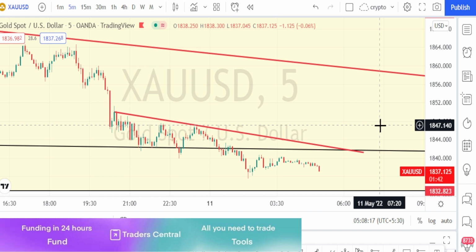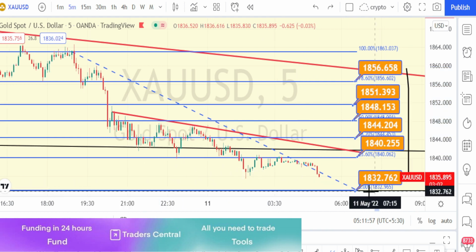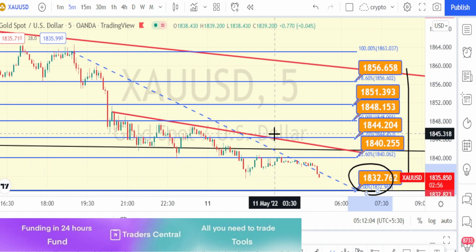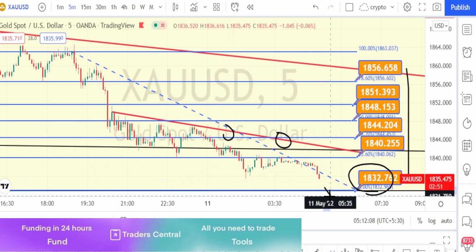Let us mark the support and resistance levels. So these are all the resistance and support levels for the 5 minutes time frame. Currently the price action is trading between this higher time frame support level of 1832 and the 5 minutes time frame resistance line. Wait for it to give a breakout on the bearish side or on the bullish side to take directional trades.